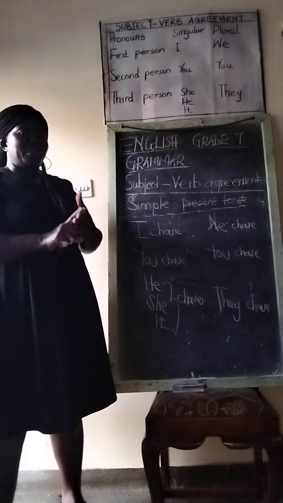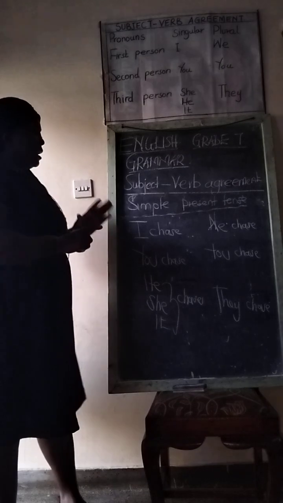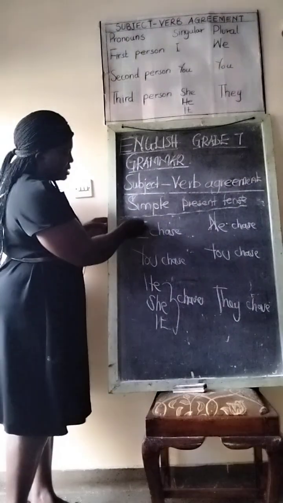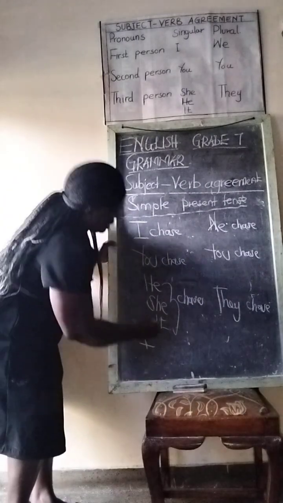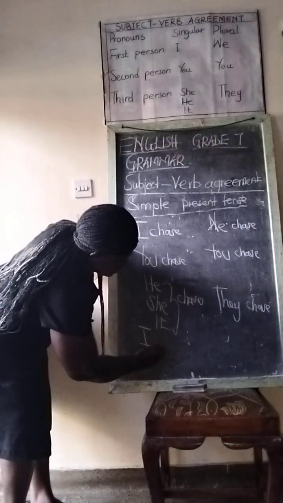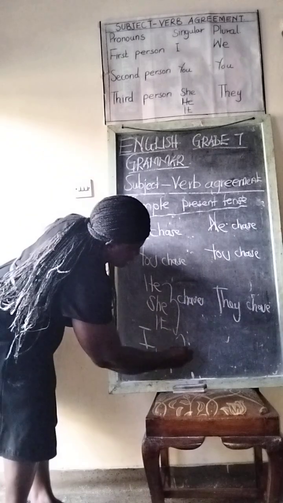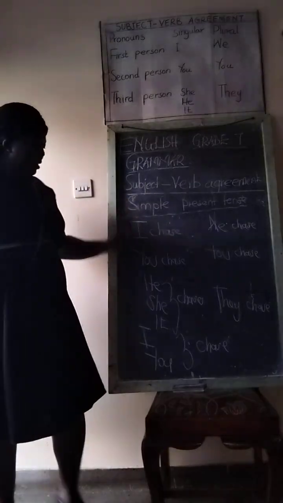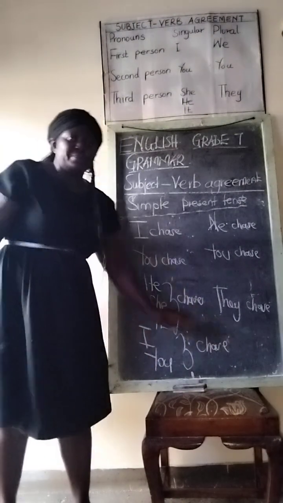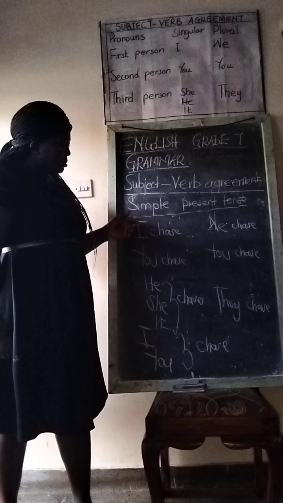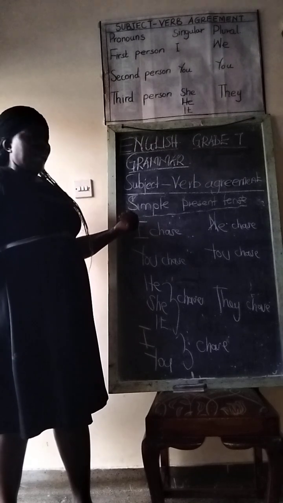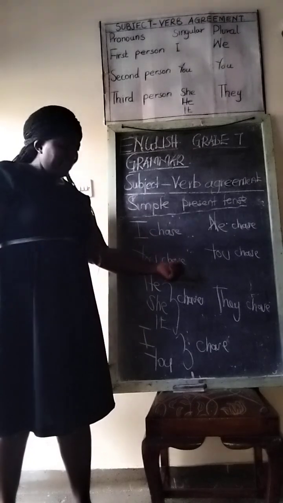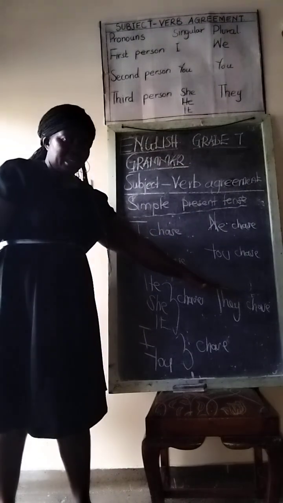But for every rule, there are always exceptions. In this rule, the only exceptions are singular pronoun I and singular pronoun you, which take the plural verb chase. I chase, you chase. They are singular subjects and they take plural verbs. The rest have obeyed the rule.